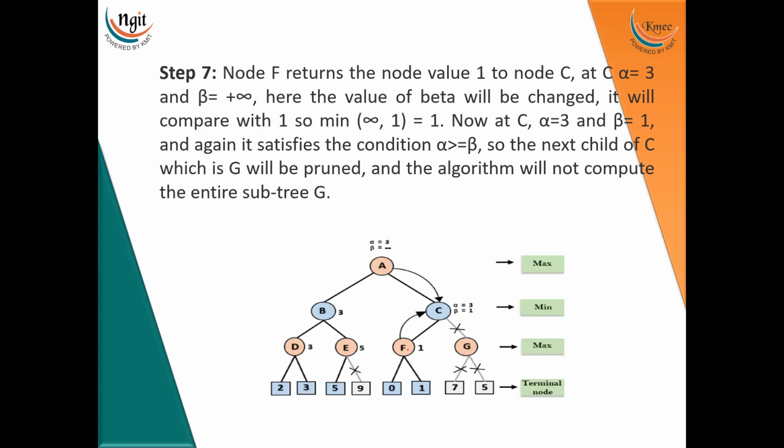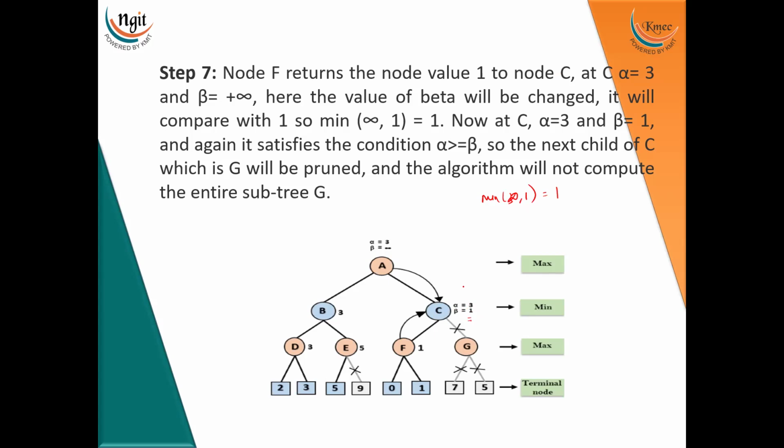Now node F returns the node value, that is 1, to node C. And now at C, we already have alpha equal to 3 and beta equal to plus infinity. Now, as it is min turn, the beta value will be changed. It will be compared with 1. That is, min of infinity comma 1, so it will be 1. So now the beta value will become 1 and alpha remains the same, that is 3.